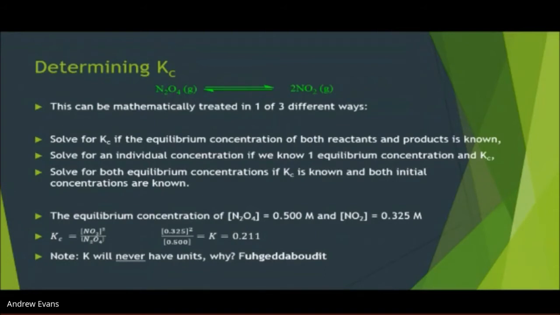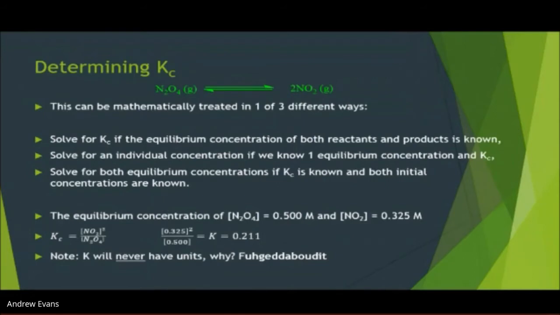If we know our K, we will be able to find one of our concentrations if we know the other. So I measure one of them, and I know what K should be. I can find the other. And the hardest thing we will do, which was later, is solve both equilibrium concentrations for Kc if we know our initial starting point and we know approximately where it should end.